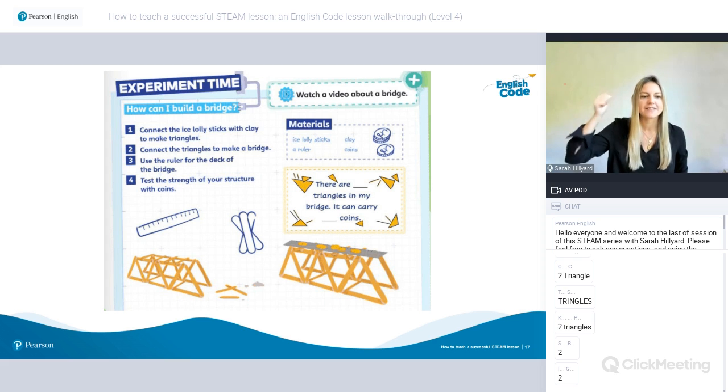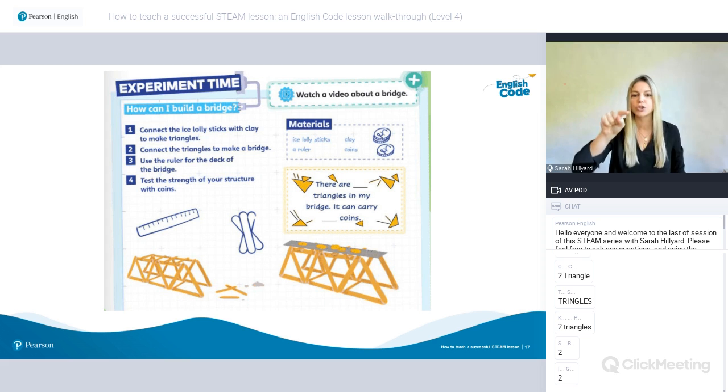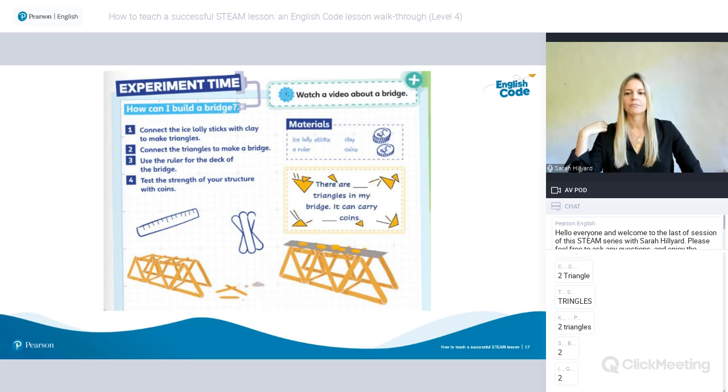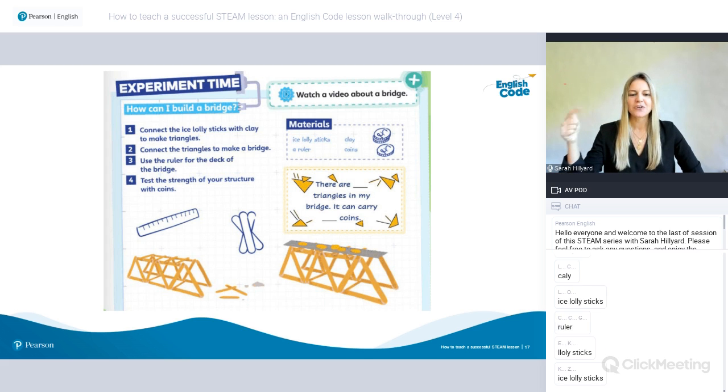So, materials: ice lolly sticks, clay, a ruler, and coins. Now I'm going to ask you, what do we need? Let's see if you can remember. What do we need for this experiment? Clay. Ruler. Ice lolly sticks. And coins. Fantastic. Those are the four things we need for this experiment.